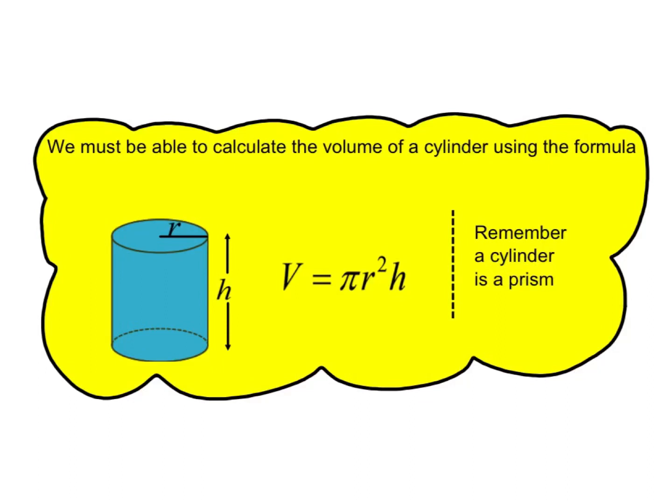In this video we're going to look at how to calculate the volume of a cylinder, and to do that we're going to use this formula here. Volume is equal to pi r squared h. Now this is not a formula you'll be given on your formula sheet, so this is one that you will need to learn off by heart.